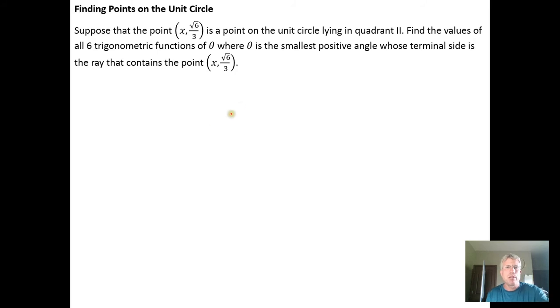Finding a point on the unit circle. Let's suppose that the point x, comma, root 6 over 3 is a point on the unit circle lying in quadrant 2. Find the values of all 6 trigonometric functions of theta, where theta is the smallest positive angle, so we're going to want an angle that is between 0 and 360, or in radians between 0 and 2 pi radians, whose terminal side is the ray that contains this point.